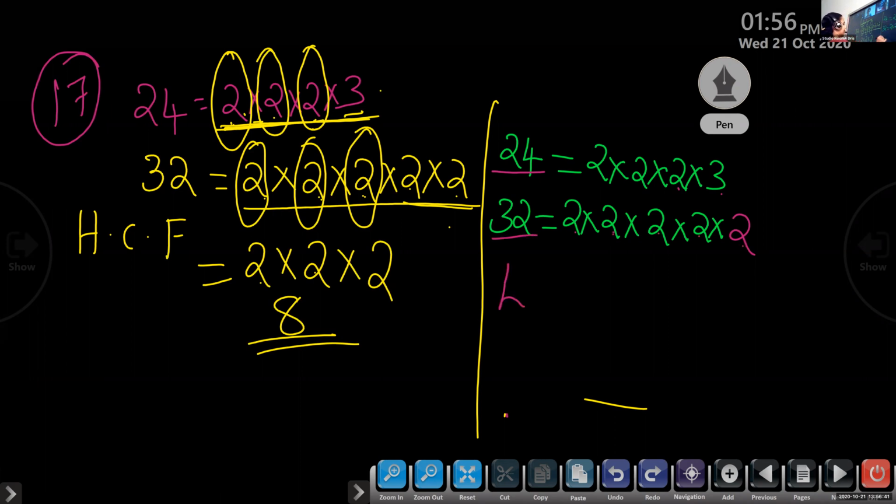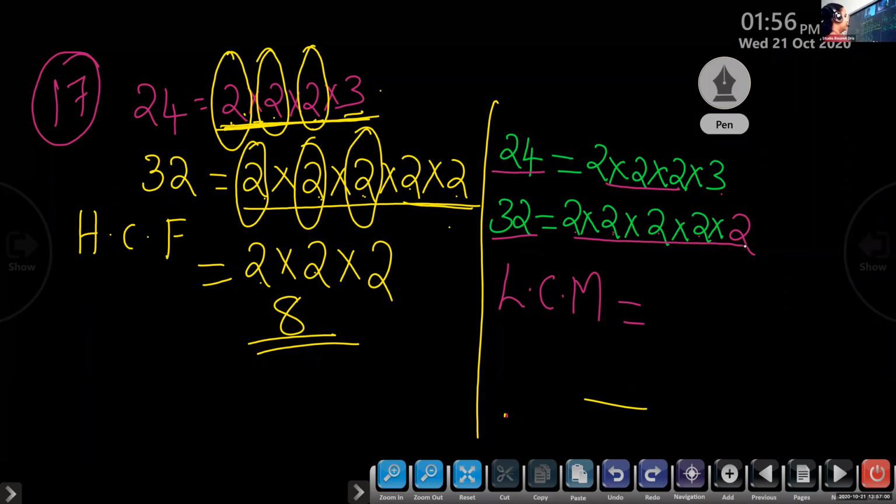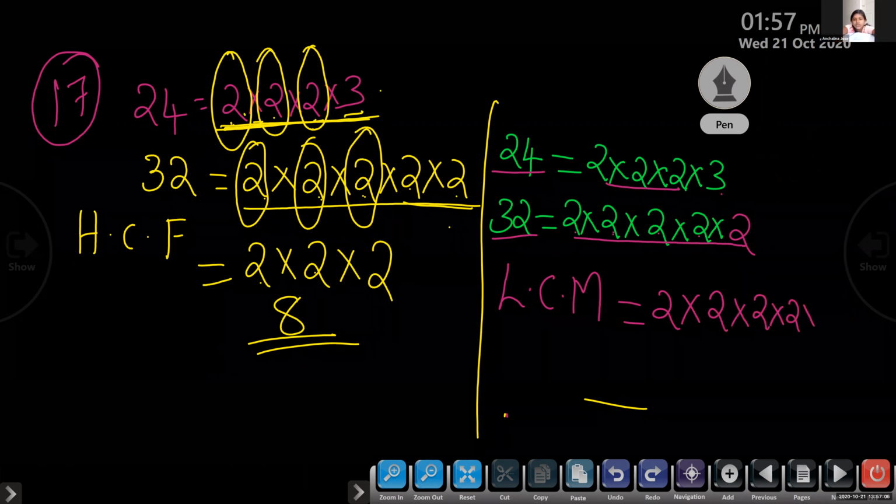Now here, LCM. Children, here we have to take the maximum number of times. Yes, Angelina. Here we have 3 twos, here we have 5 twos. So which is the maximum number of times it's repeated? 5. So we have to write 2 five times: 2 into 2, 3, 4, and 5 times.